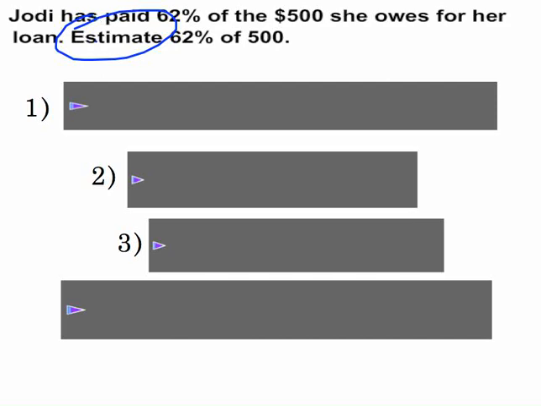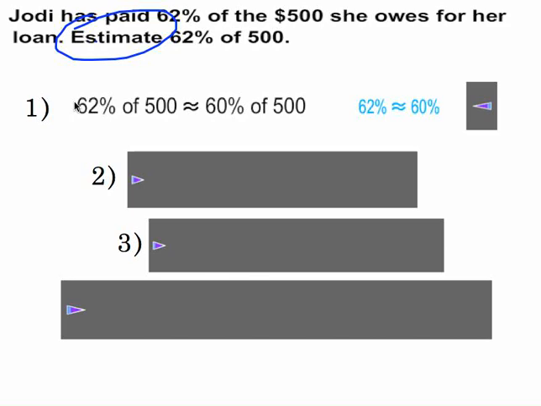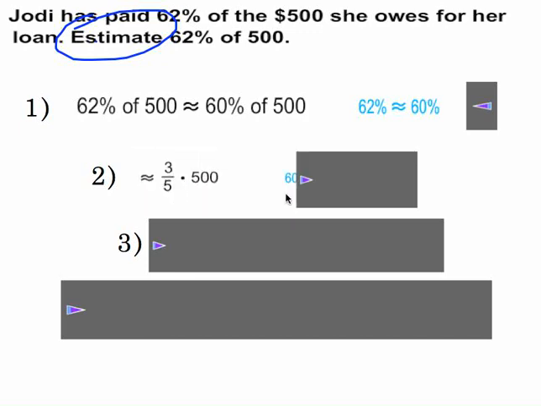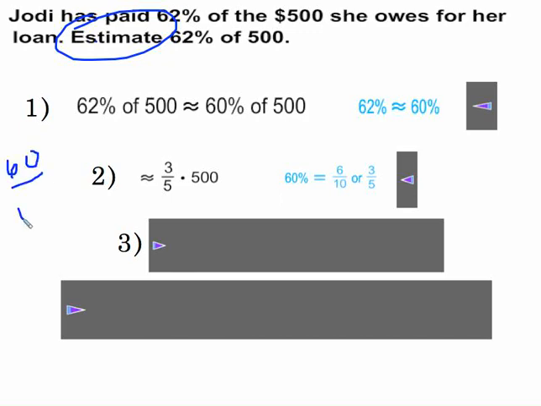So whenever we're estimating 62% of 500, I'm going to do the same kind of thing. I'm going to look at that 62%. I'm going to say, well, that's really close to 60% of 500. 62 is very close to 60. It's easier to work with 60 as a nice round number. So we know that 60% is going to nicely reduce down to 3/5. That's 60 out of 100. I can divide both the numerator and the denominator by 20, giving me that 3/5.